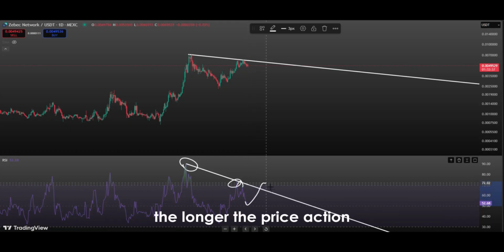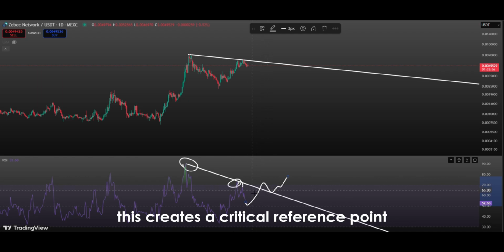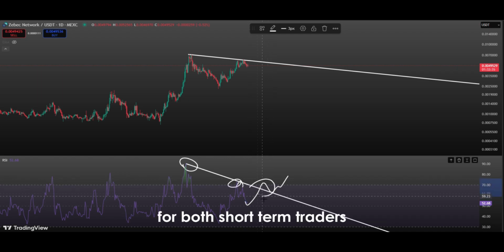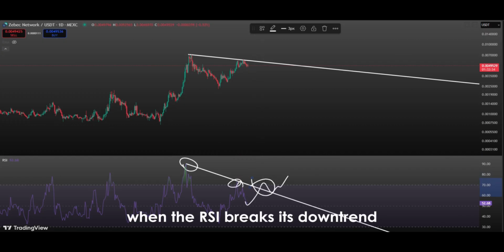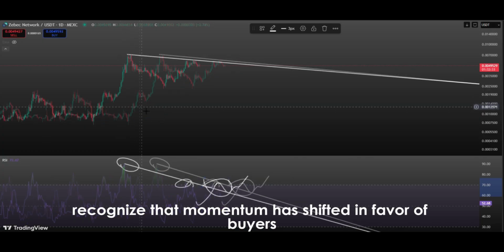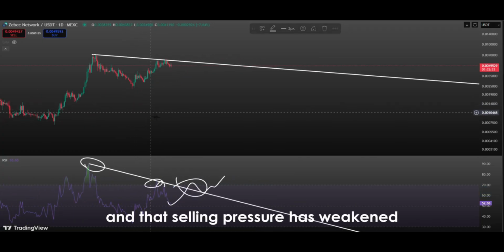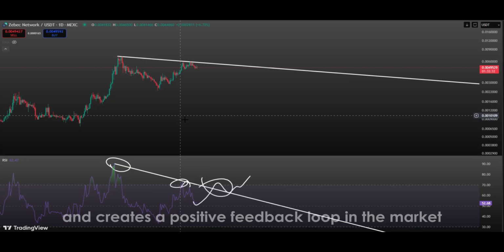The stronger the price action, the more solid and reliable the RSI breakout signal becomes. This creates a critical reference point for both short-term traders and medium to long-term investors. When the RSI breaks its downtrend, market participants recognize that momentum has shifted in favor of buyers and that selling pressure has weakened. This awareness triggers buying decisions and creates a positive feedback loop in the market.